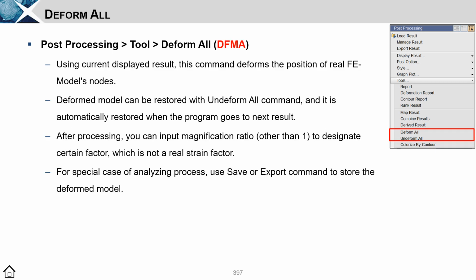Using current displayed result, the deform all command deforms the position of real FEGate model's nodes. Deformed model can be restored with undeform all command, and it is automatically restored when the program goes to the next result. After processing, you can input magnification ratio to designate a certain factor, which is not a real strain factor. For special case of analyzing process, you can use save or export command to store the deformed model.